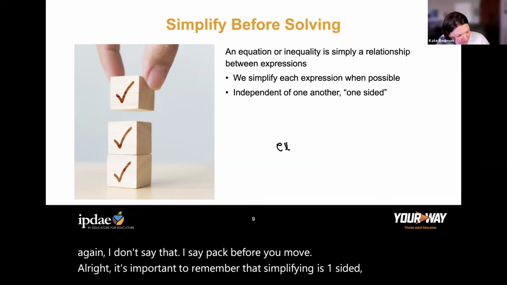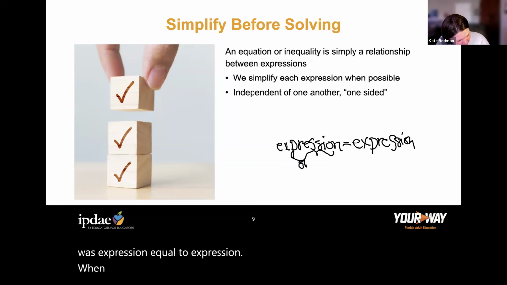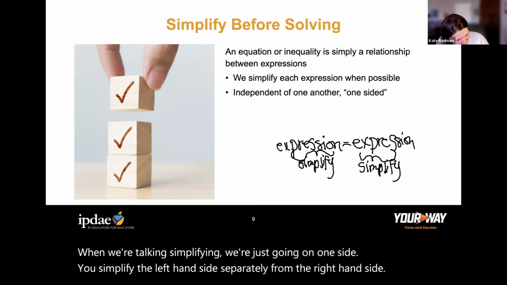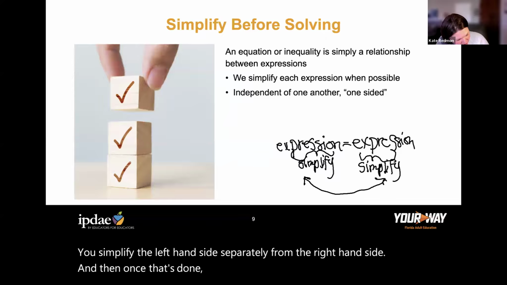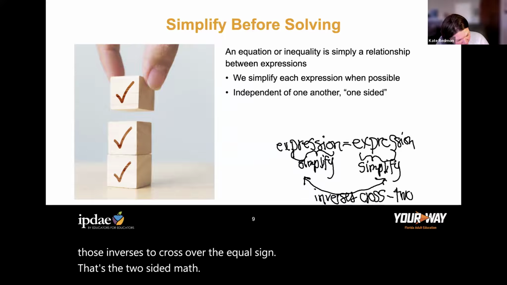So we said it was expression equal to expression. When we're talking simplifying, we're just going on one side. You simplify the left-hand side separately from the right-hand side. And then once that's done, that's when we start using those opposites, those inverses, to cross over the equal sign. That's the two-sided math. Beautiful.